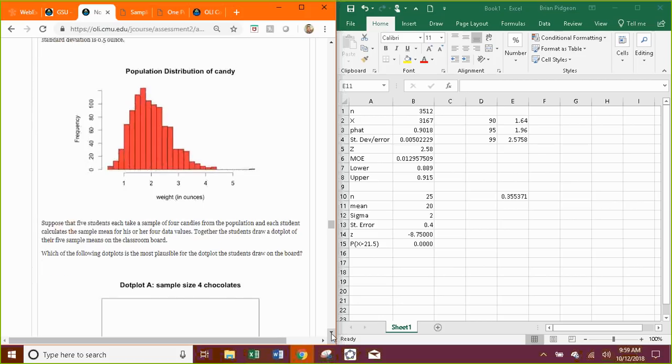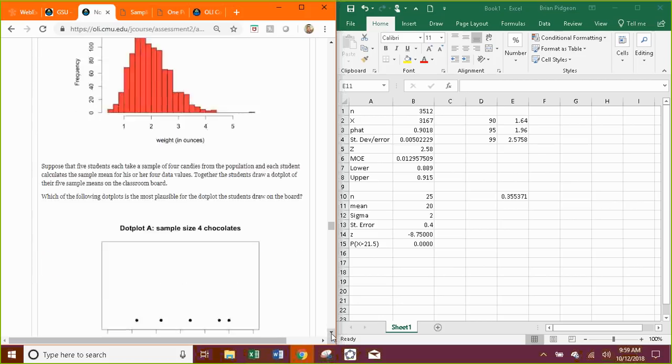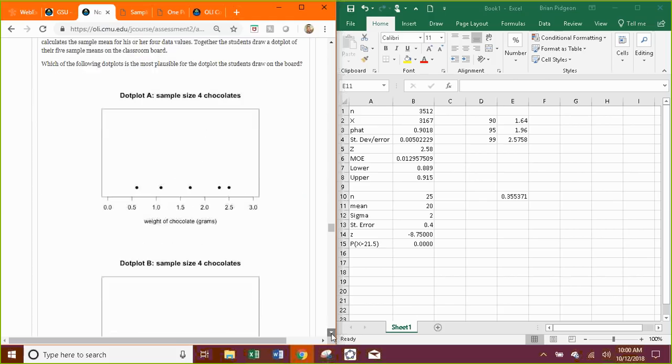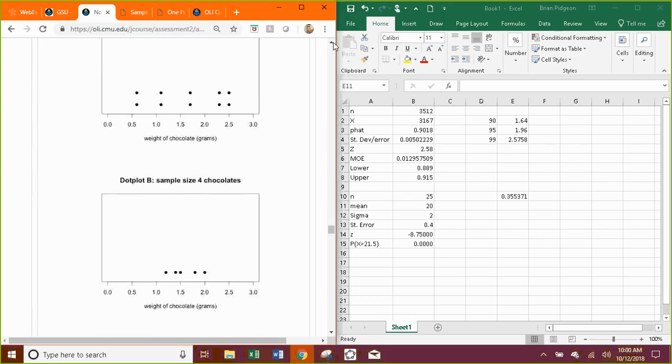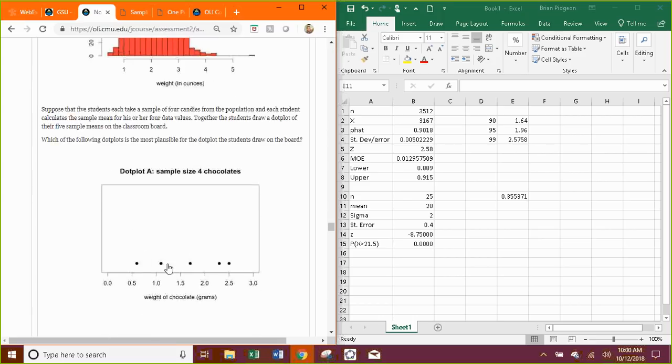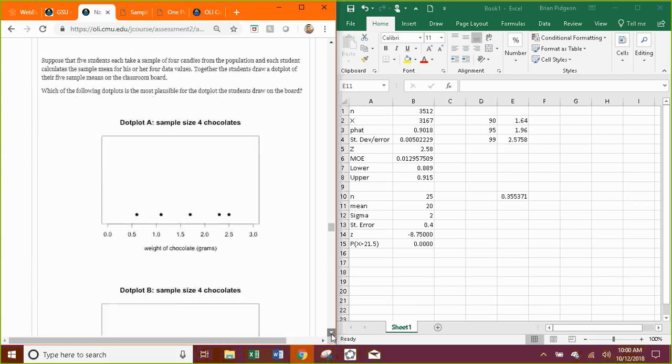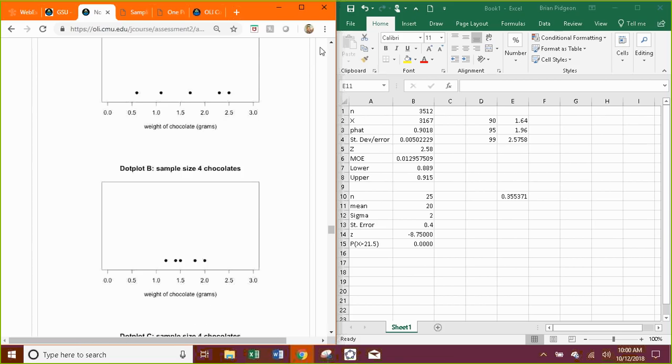Okay, we have a histogram of a population with a mean of 1.7 and a standard deviation of 0.5. Suppose that 5 students each take a sample of 4 candies from the population, and each student calculates the sample mean for his or her 4 data values. Which of the following dot plots is the most plausible for the dot plot the students draw? Well, we do not expect one to be clustered super close together because our sample size is so small. So it's not going to be dot plot C, but we also don't expect it to be as spread out as the population.